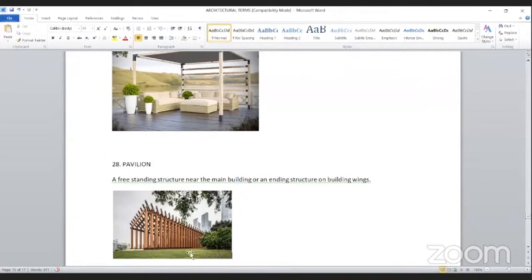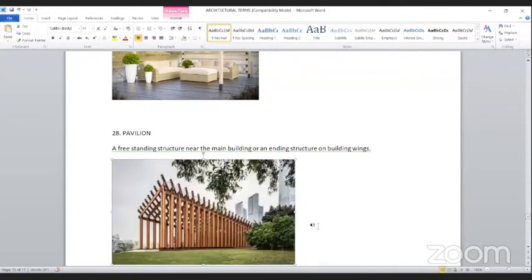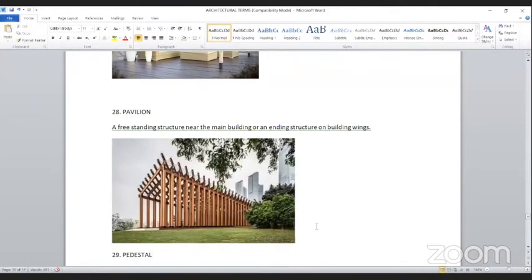Okay. Pavilion. A freestanding structure near the main building or an ending structure on building wings. Okay, it's a freestanding structure. Again, this is a modern interpretation of pavilion. It is a freestanding structure. It's not joined anywhere near the main building or an ending structure on building wings.